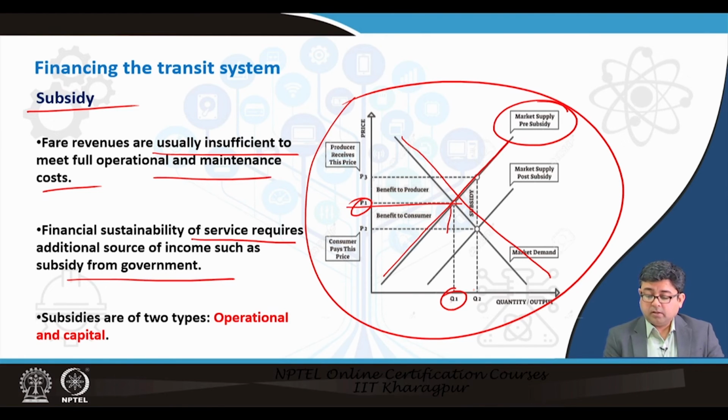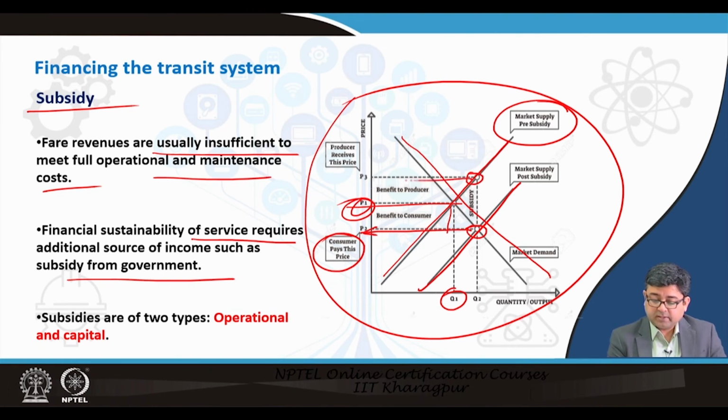So, there may be n number of buses running in your system for a fare of this much, whereas if a subsidy is introduced, or if the government says okay, we will introduce a subsidy, then a new supply curve will be developed in the system. With that supply curve, the subsidy would be the difference between the fare that is now paid by the consumer versus the fare that is received by the operating agency. So, this difference in price is called the subsidy, right.